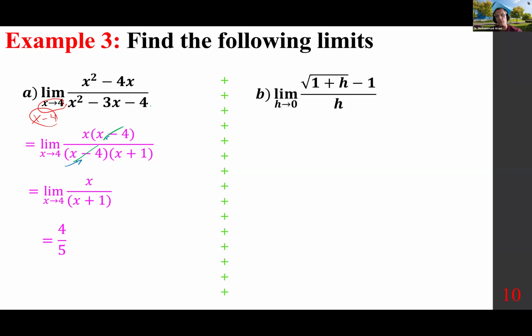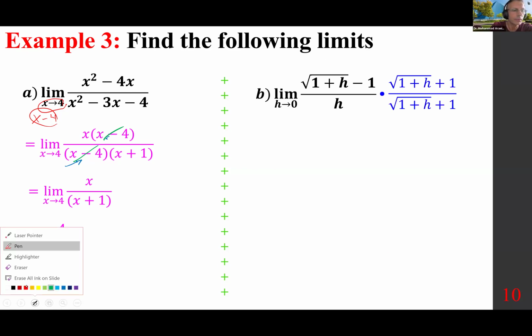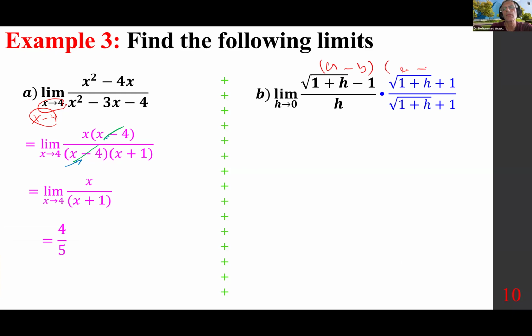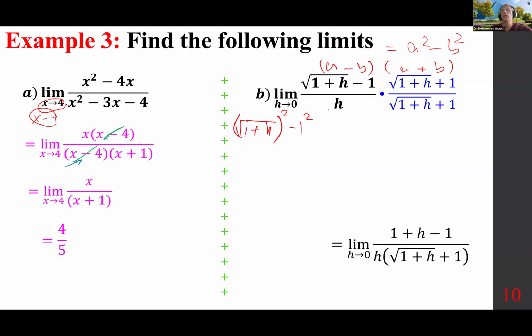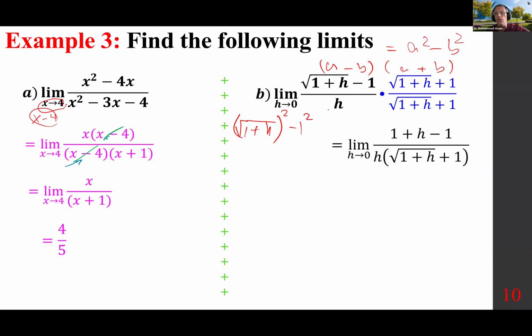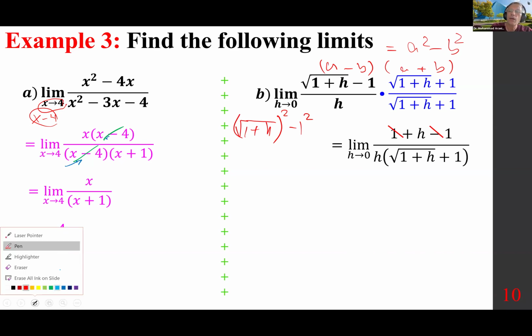Or this one, we multiply by the conjugate. Remember, the conjugate of a minus b is a plus b. The result is a squared minus b squared. Square root of 1 plus h quantity squared minus 1 squared results in this. 1 and negative 1 cancel each other. The h and h cancel each other, and we get this one.